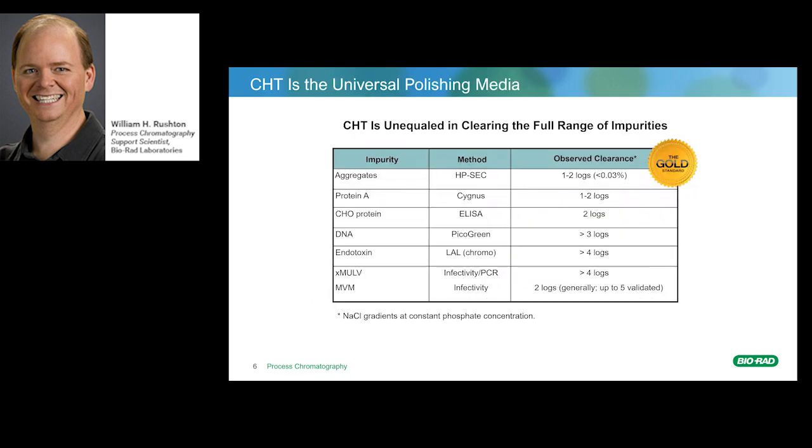Now I'm going to present a slide showing how CHT is the universal polishing media. CHT is unequaled in clearing the full range of impurities. The table below shows how aggregates, residual protein A, host cell proteins, DNA, endotoxin, and even viruses are able to be cleared from CHT. The observed clearances are between 1 to 4 logs, and in some cases even larger. These results are on salt gradients at a constant phosphate concentration.